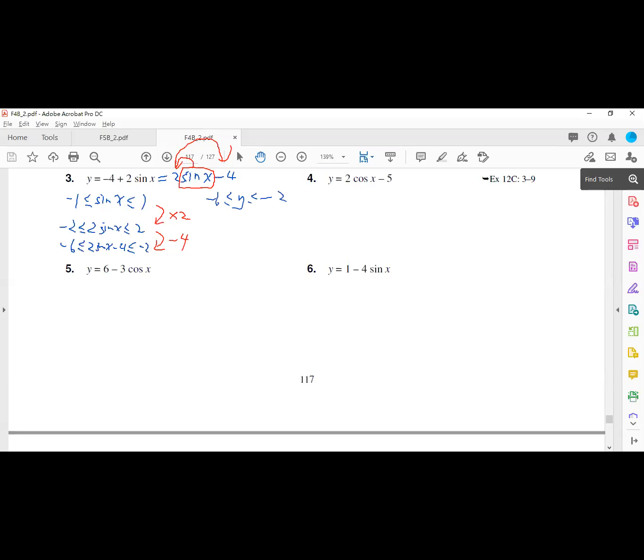And then maximum value is -2, and minimum value is -6. So that is the answer, okay?